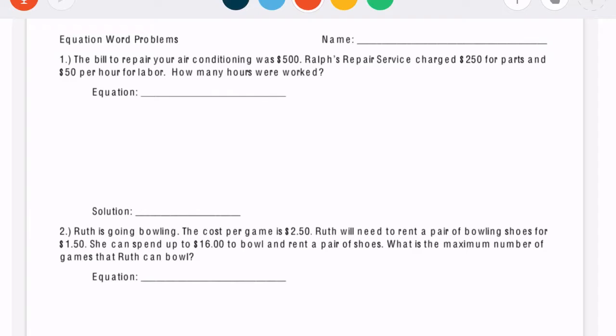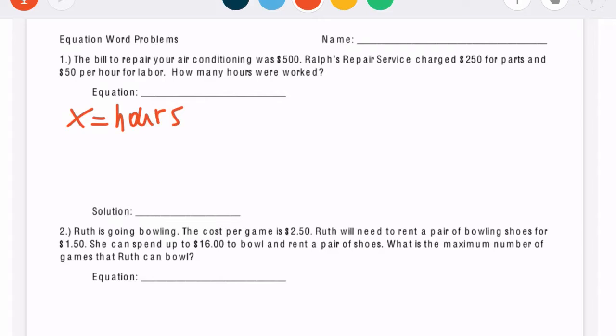So the biggest thing with word problems is that from the start you need to define what your variable means. If you read number 1, we're trying to find how many hours were worked. So your answer is going to be however many hours you worked. So let's define from the start that x equals hours. You could use any variable, but I'm just going to use x.